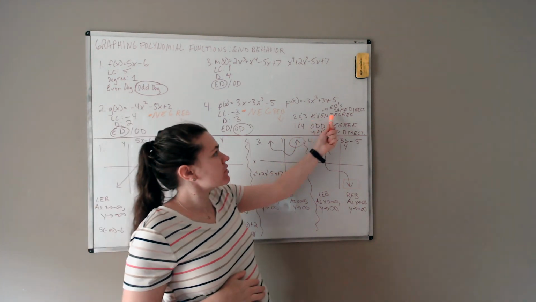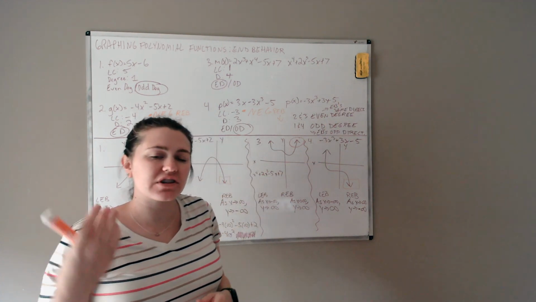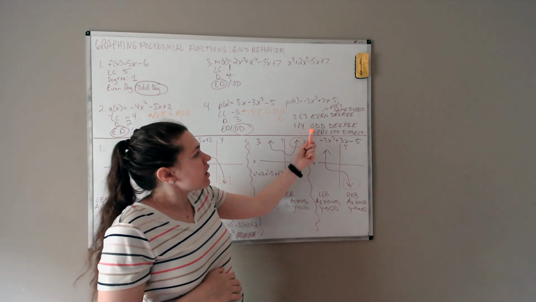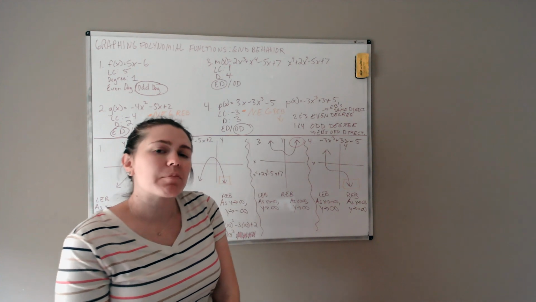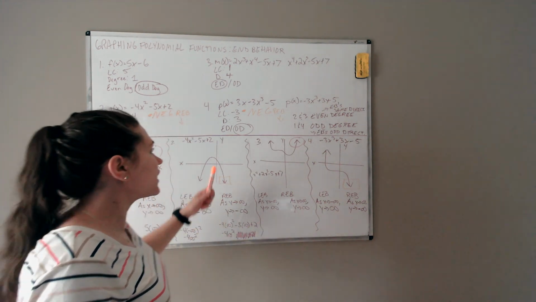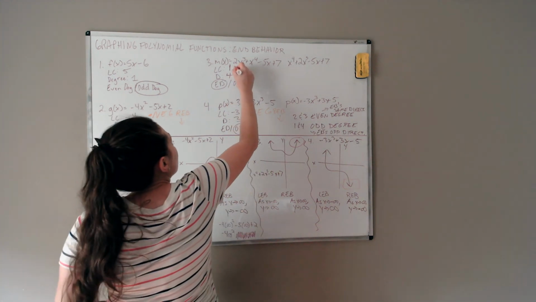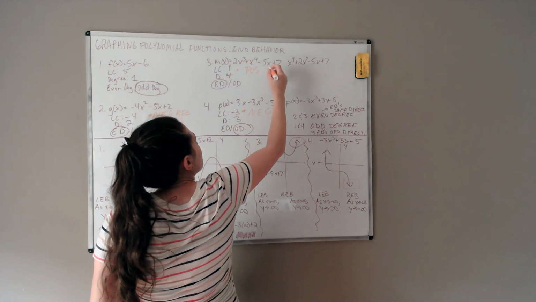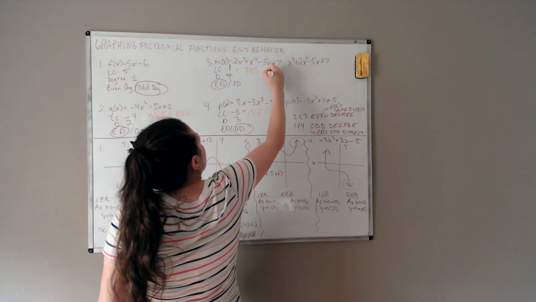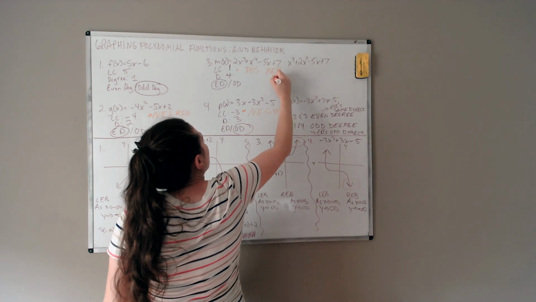If it's an even degree, the end behaviors are in the same direction. If it's an odd degree, the end behaviors are in opposite directions. If the leading coefficient is negative, the right end goes down. If the leading coefficient is positive, the right end will go up.